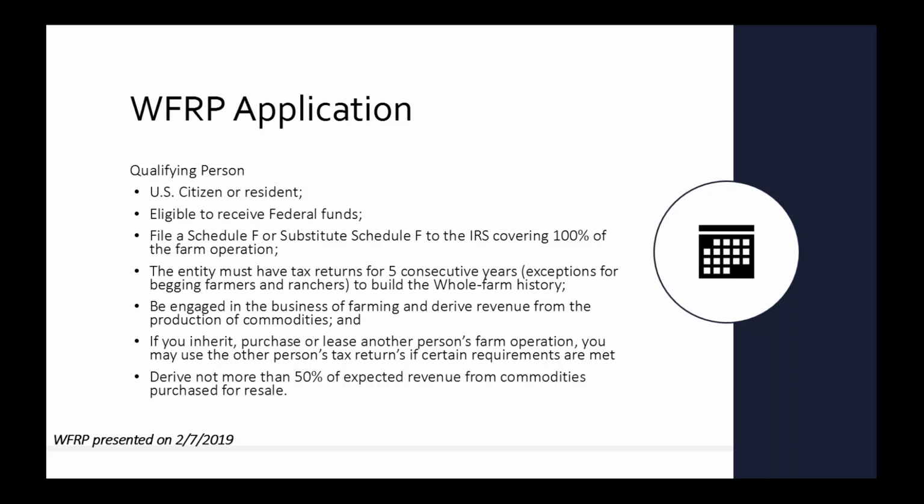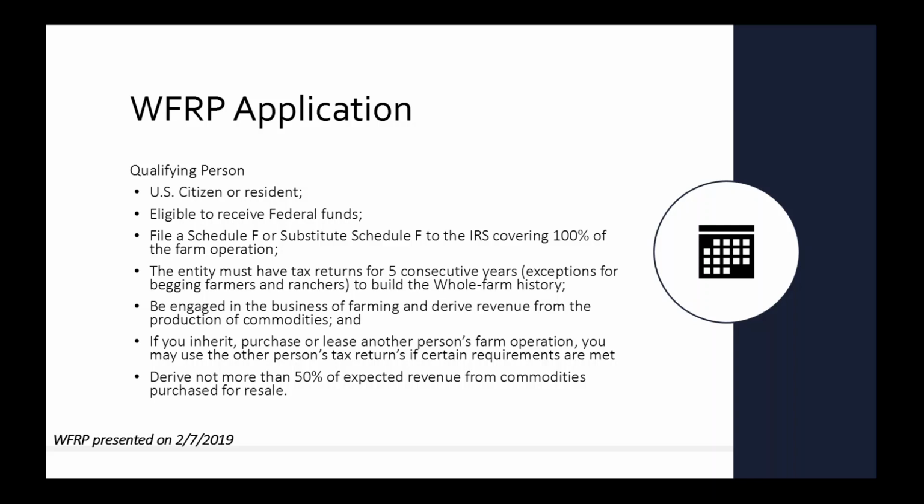This slide goes through, at a high level, what the policy says. You must be a U.S. citizen or a resident. You must be eligible to receive federal funds, and file a Schedule F or a substitute Schedule F to the IRS covering 100% of the farm operation. The substitute Schedule F is for entities that may be filing other tax forms or that the IRS does not require a Schedule F for.